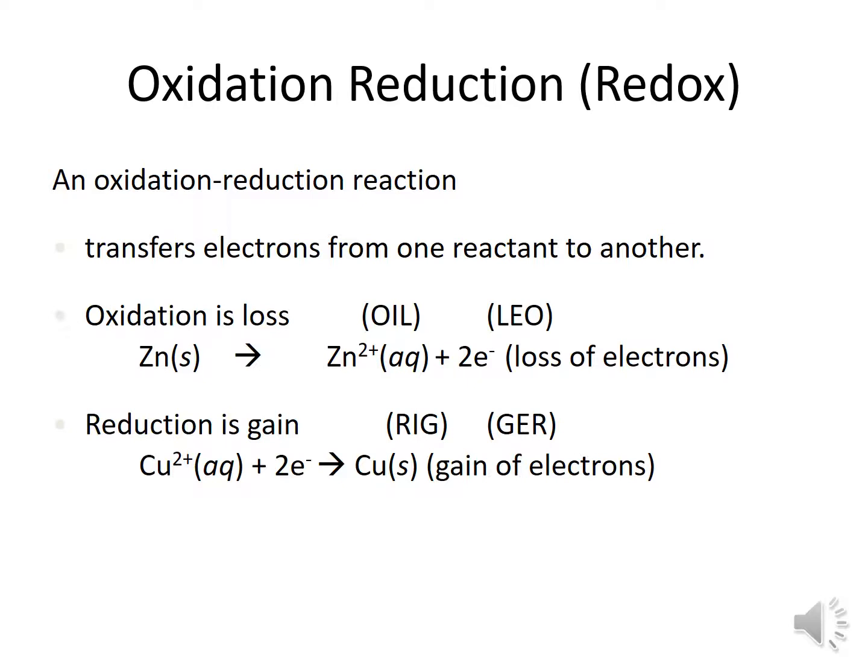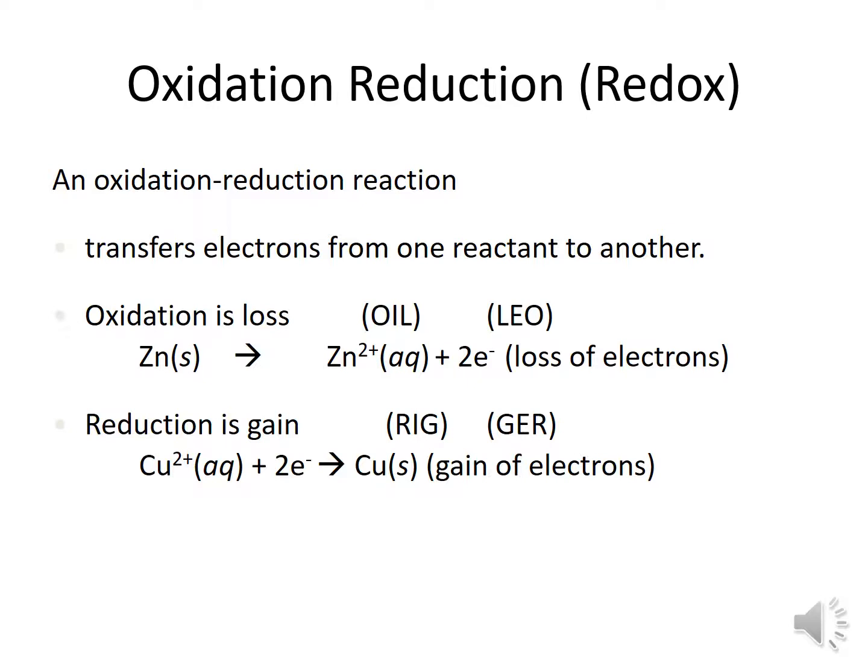Oxidation is loss. So we have zinc solid losing 2 electrons to become zinc ion plus 2. At the same time that one chemical is losing electrons, the other one would be gaining electrons. Since electrons are negative, to gain electrons is to reduce your charge, so we call that reduction. We might remember it by the word RIG. Reduction is gaining electrons, or GER: gain of electrons is reduction.